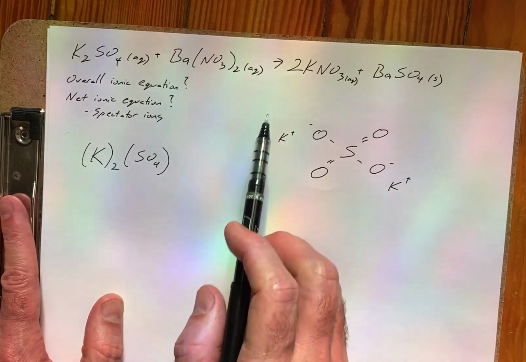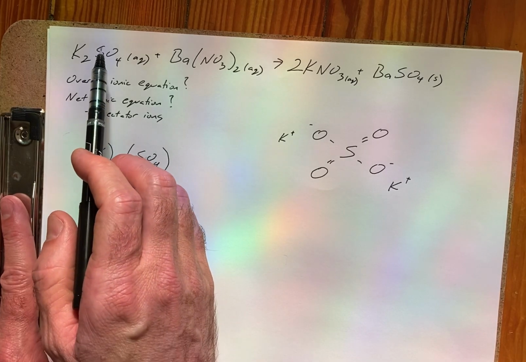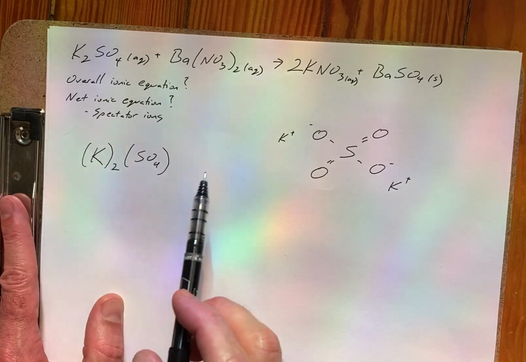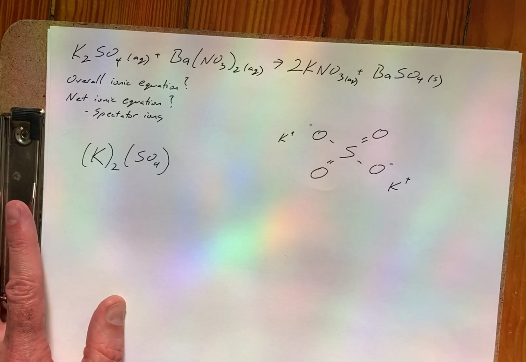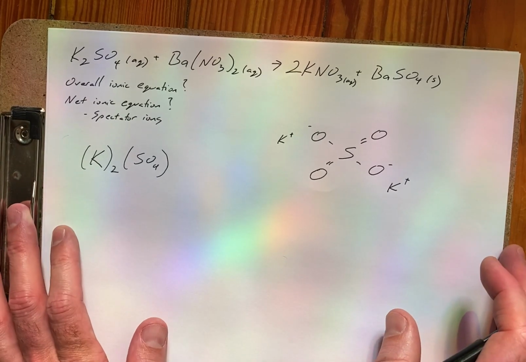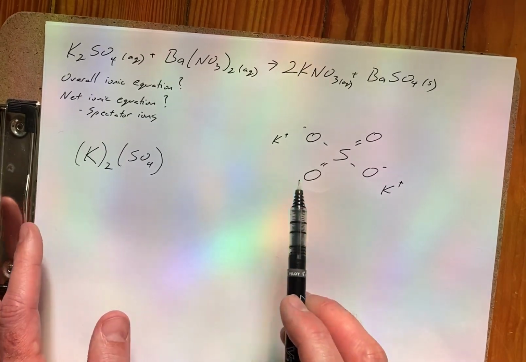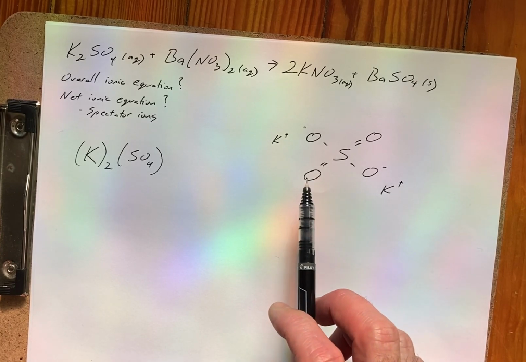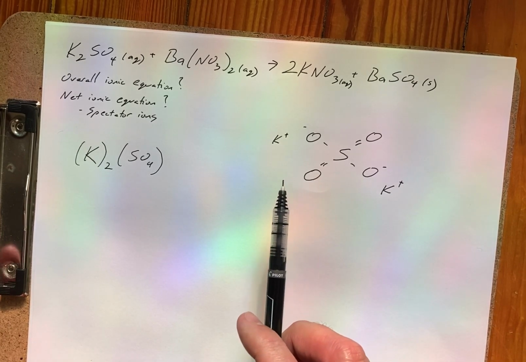Each of these compounds contains a polyatomic ion. It's the SO4 right here, it's the NO3 right here. What's a polyatomic ion? It's essentially a covalently bonded molecule that acts like an ion.